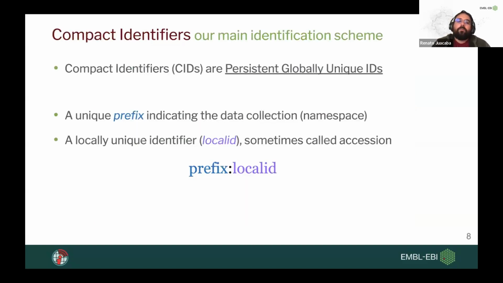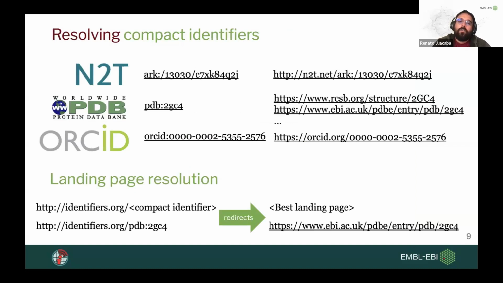For identifiers, we use compact identifiers. So this is our identification scheme. And a compact identifier is created of a prefix and a local identifier. So a prefix identifies a data collection, and the local identifier identifies the data object in that collection. Let's go through some examples so that you can understand it better. So N2T provides the ARK service, and this ARK service has a namespace in the identifiers.org registry, and that namespace is identified by the prefix ARK.